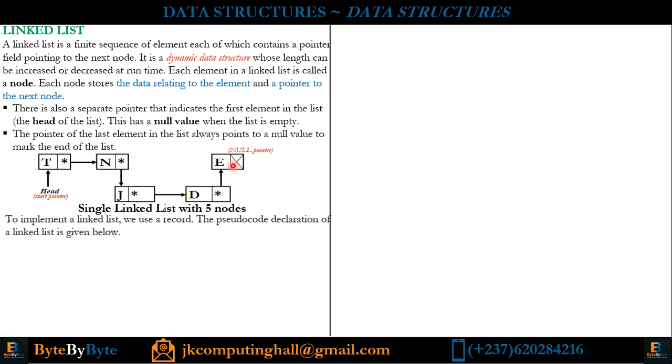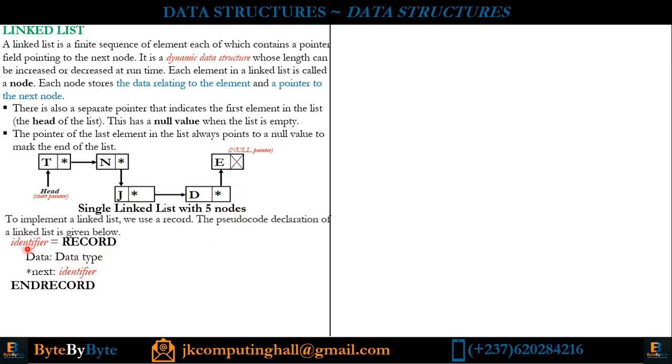To implement a linked list, we use a record. Why do we use a record? Remember that a record is a composite data type comprising either basic data types or other composite data types. The pseudocode declaration of a linked list is given below.